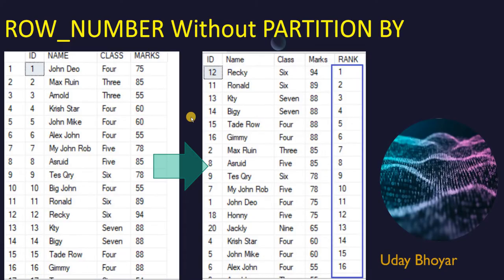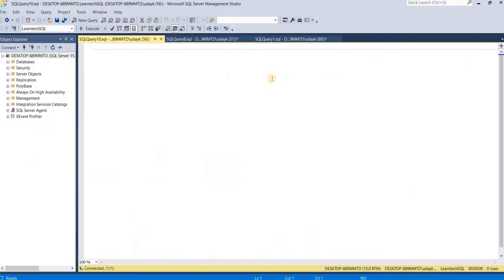Let's look at this simple example where we have students' data from a school, namely students' name, class, and their marks. Now, if I want to sort students in order of highest marks and allocate them a rank depending upon their marks, I would be using a row number function. Let's try this using a select query. Select star from student.